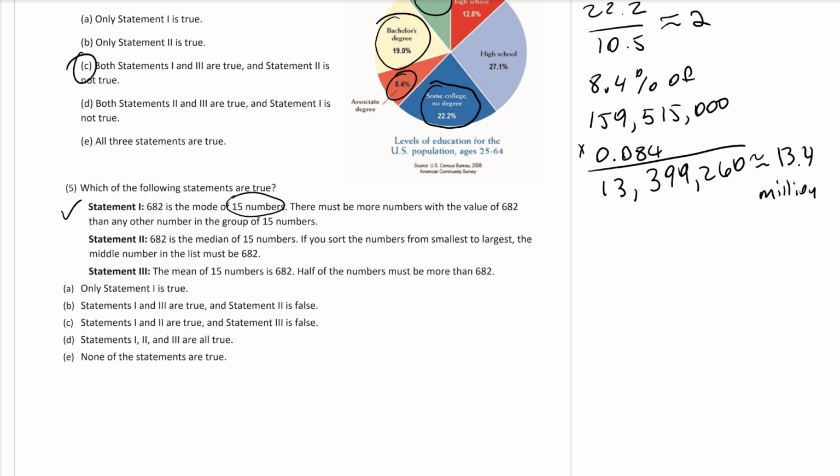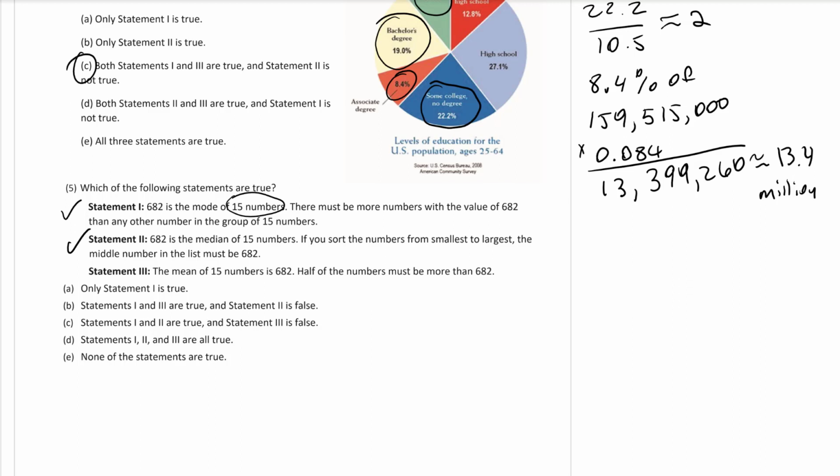Statement number 2, 682 is the median of 15 numbers. If you sort the numbers from smallest to largest, the middle number in the list would be 682. That's the definition of a median. It's the number in the middle. If there is an even number of numbers, then you will have 2 numbers in the middle and you will average them, add them up and divide by 2. So that's also a true statement.